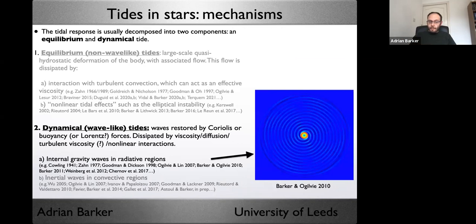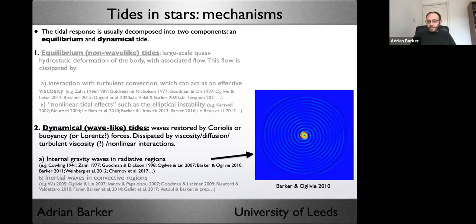And we also have another mechanism of exciting waves, and this is in radiation zones of stars. You can excite g modes or internal gravity waves that tend to be launched from the convective-radiative interface, propagate through the star, and then what happens near the center of the star is important for whether these waves are dissipated efficiently or not in stars like the Sun.